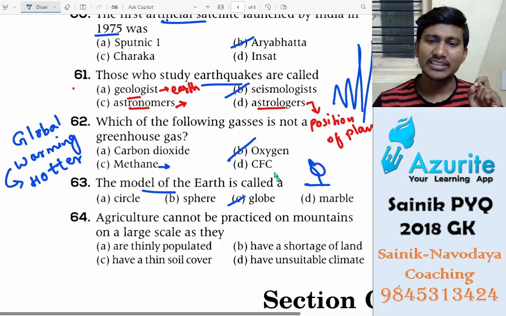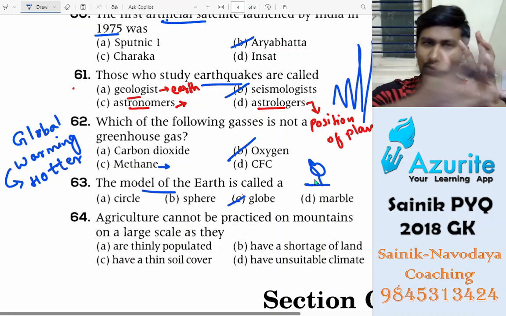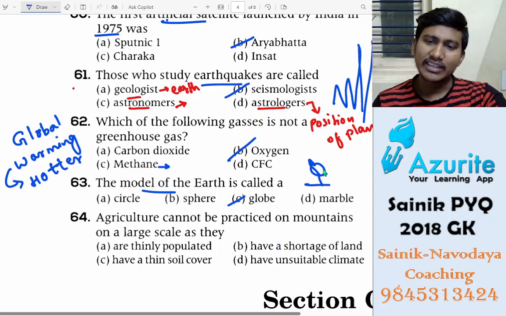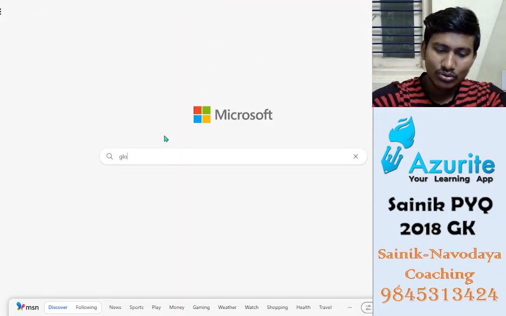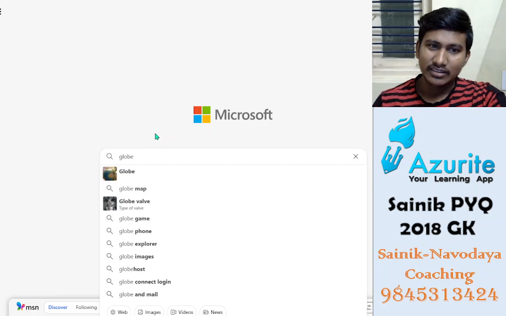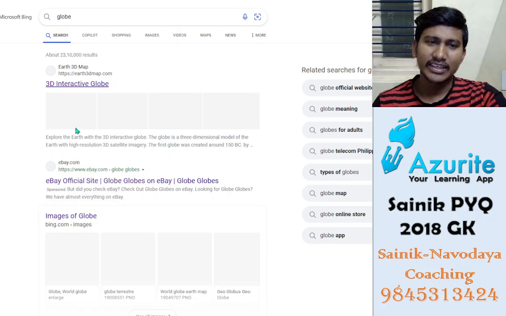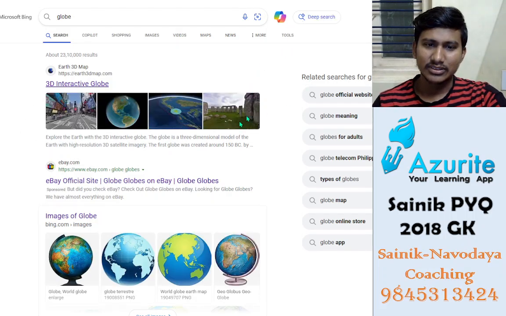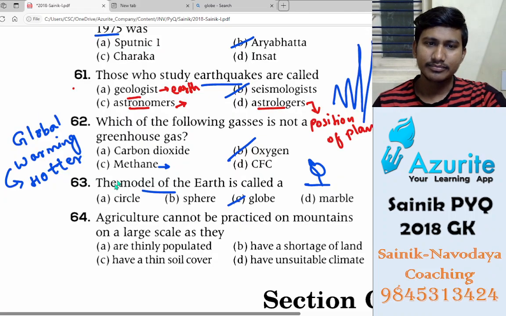So the model of the earth is called globe. Okay, so that is globe, we know. So you may have seen the India map, the whole world map will be there, that will be round and it will rotate, right? It will be like this. In your school or somewhere you may have seen that, a globe, right? So you can see here, so globe. This is the globe. Okay, that is the model of the earth. Understand? Okay.